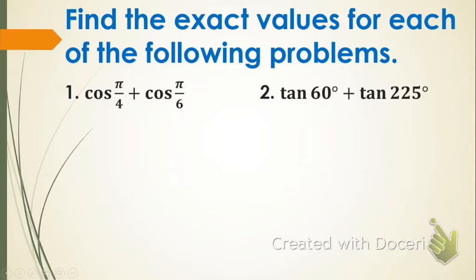So I want to find the exact value for cosine of pi over 4 plus cosine of pi over 6. Do we know what cosine of pi over 4 is? What is cosine of pi over 4? Radical 2 over 2. Okay, I'm going to bring down my addition sign here. Do we know what cosine of pi over 6 is? What is it? Yep, root 3 over 2.